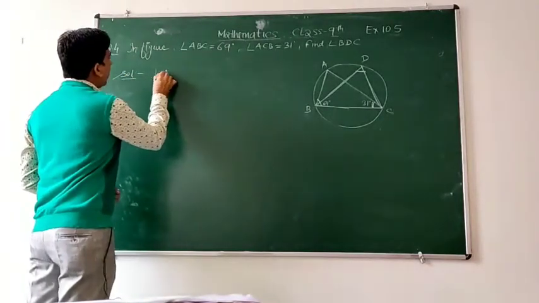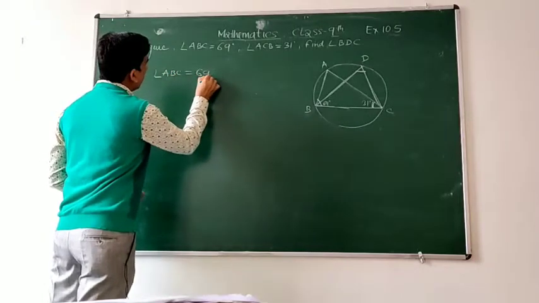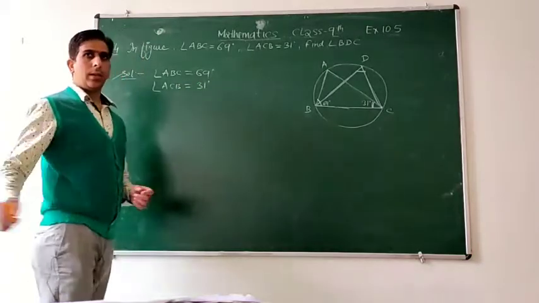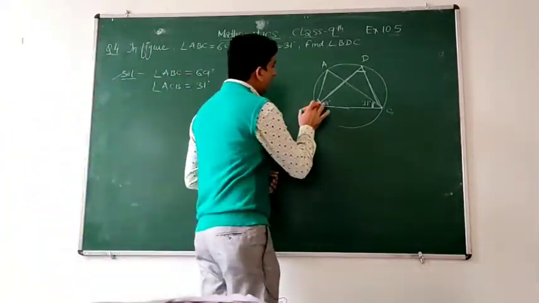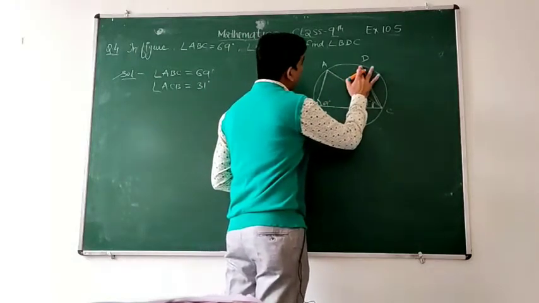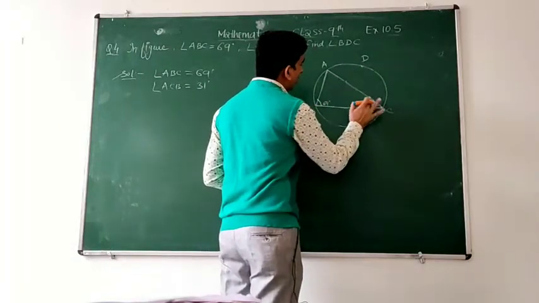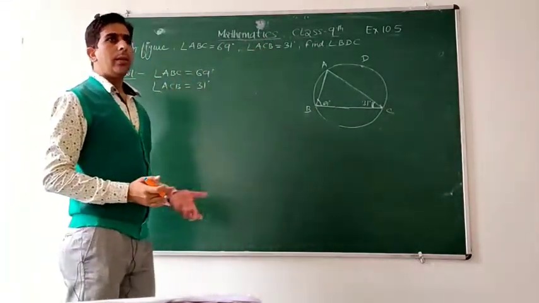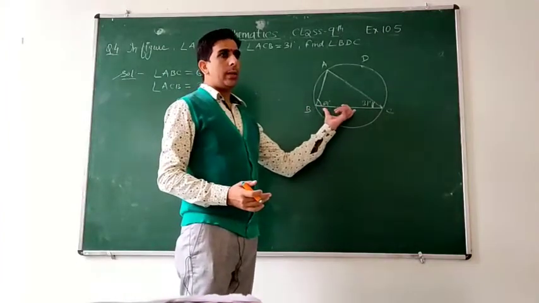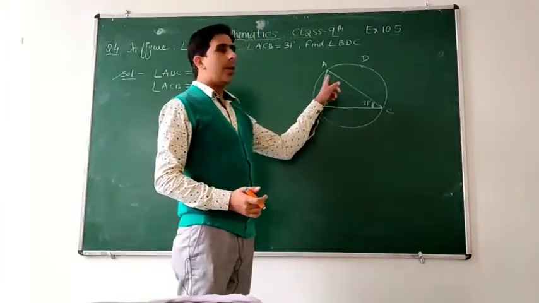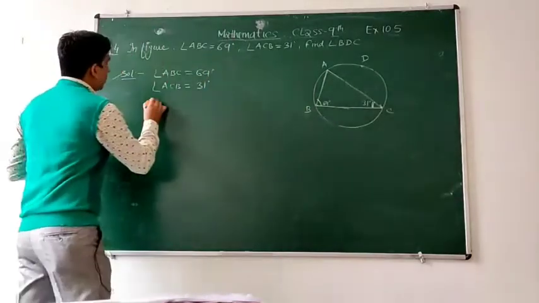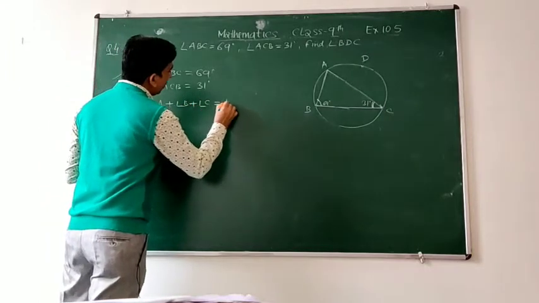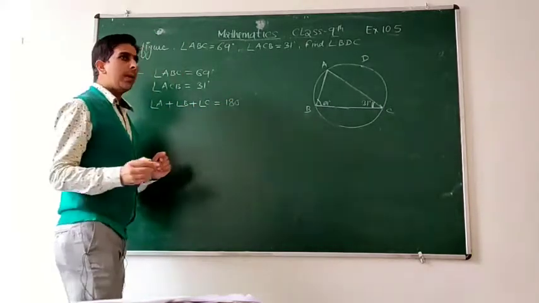We are given that angle ABC is equal to 69 degrees and angle ACB is equal to 31 degrees. To solve this question, first of all I erase this one. Now you can properly see ABC is a triangle in which we have been given two angles. By angle sum property we can find angle A, right? So angle A plus angle B plus angle C is equal to 180 degrees by angle sum property.